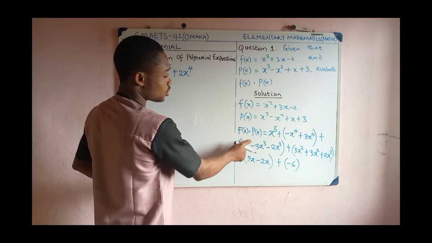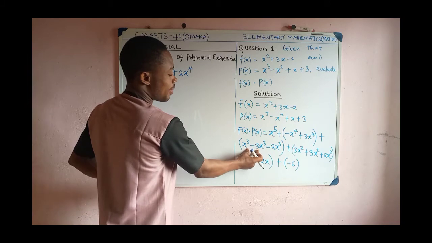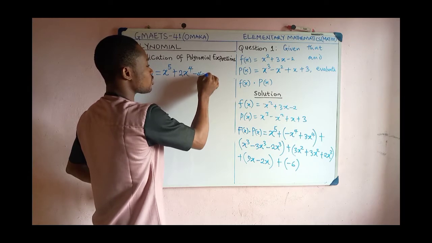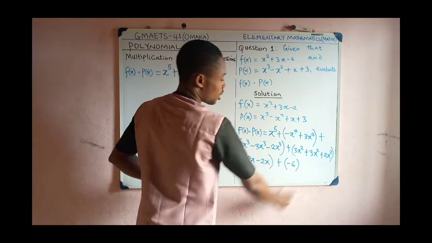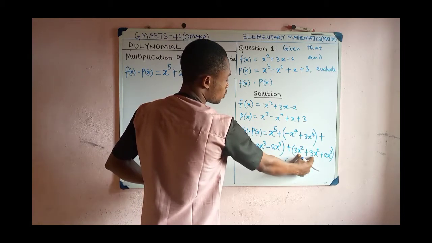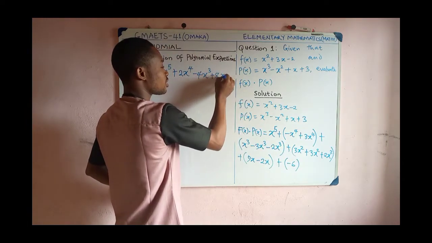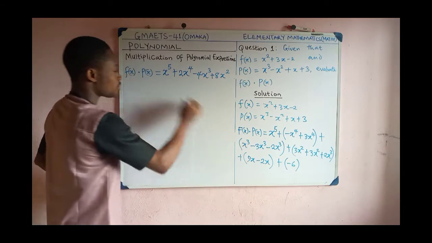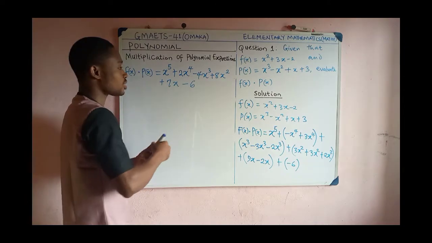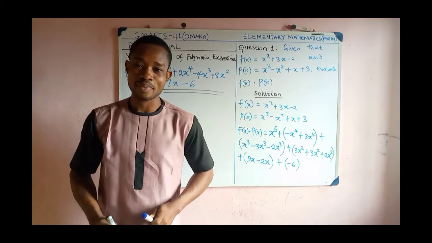Come to this, this is x raised to power 3 minus 3x raised to power 3. We'll get minus 2x raised to power 3 here. That minus 2x raised to power 3, minus 2x raised to power 3 again, will give us minus 4x raised to power 3. Come to this term, this is 3x raised to power 2 plus 3x raised to power 2. You get 6x raised to power 2 here. Add it to these 2x raised to power 2, that will give us plus 8x raised to power 2. Then this will give us plus 7x. Then plus times minus will give us minus 6. And this is how we solve this problem. Pretty simple.